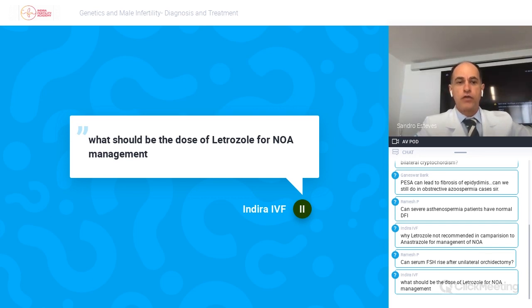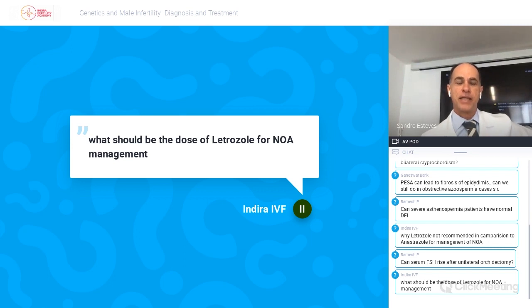So in that case, it should be 2.5 milligrams. You can use 2.5 milligrams per day, or you can use 2.5 milligrams every other day. The only important thing is that you need to monitor. Have a look at the estradiol and testosterone levels after starting the medication, because if the estradiol levels go very low, you might have some side effects, and then you don't need to use the dose you started giving. So you might tailor the dosage.